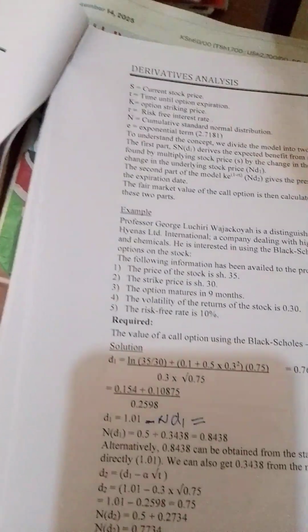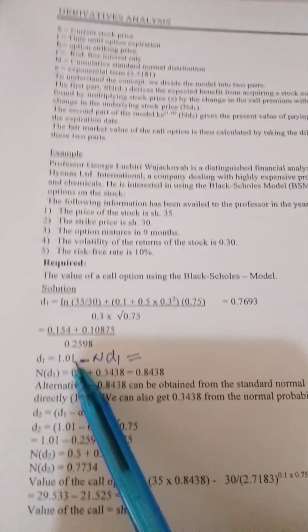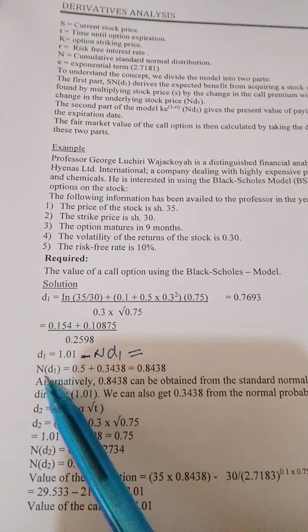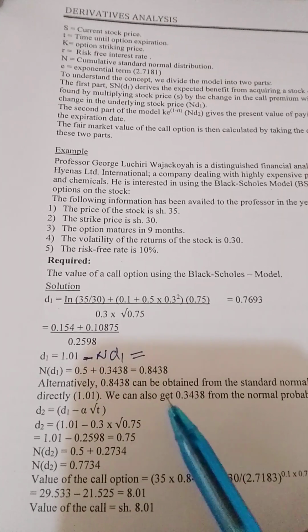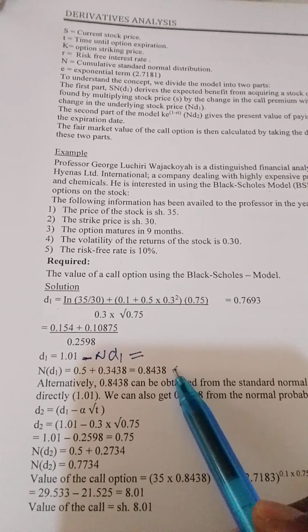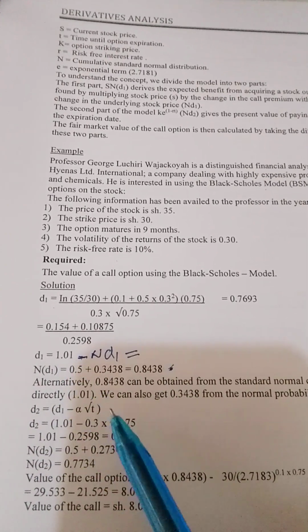So I have calculated my D1 here, 1.01. From this formula, starting from here, I got D1 as 1.01. Then ND1, which you find here, this number here, I've shown you how I've calculated that after getting 1.01.